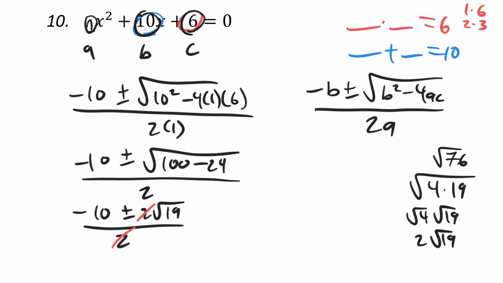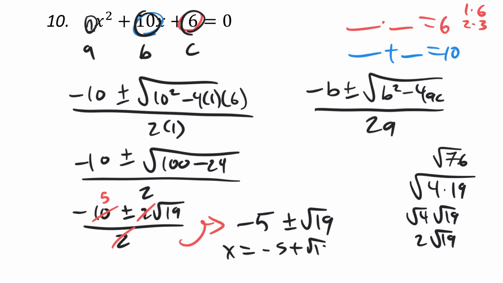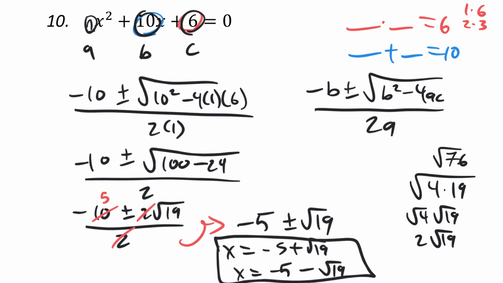Now, we can't cancel these. That's not valid, but we can divide everything by 2. So we can think of the 10 as a 2 times 5. So the 2, if we're going to divide it, because we're not really canceling, we have to do each term, and that does work. So it's going to give us negative 5 plus or minus root 19. In other words, x equals negative 5 plus root 19, and x equals negative 5 minus root 19. Those are our two solutions.